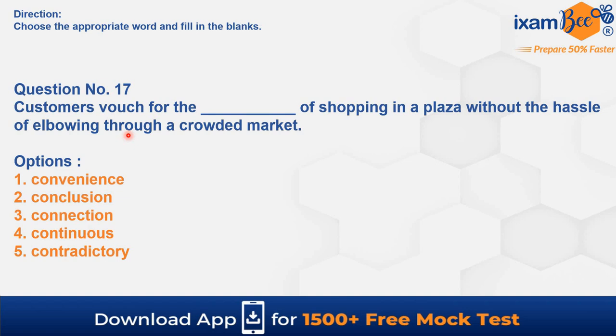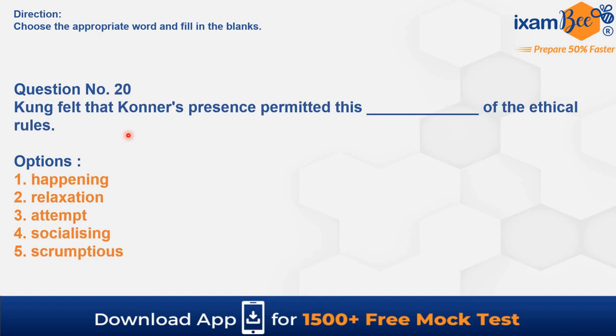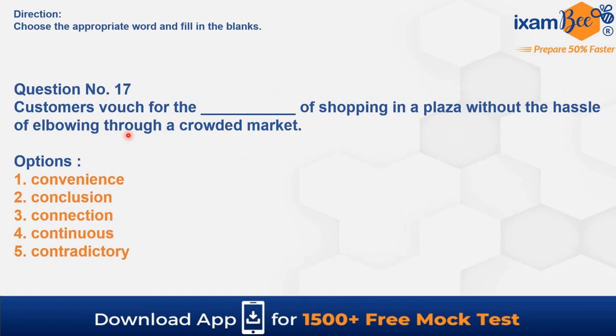Okay, now we come to the fillers based question, right? So how many filler based questions we have? 2, 3, 4. Okay, so you see 4 questions were based on the fillers, right? So let's see. Customers vouch for the what? The dash of shopping in a plaza without the hassle of elbowing through a crowded market. That means they are certainly finding some comfort. They want to find comfort and ease. So look, convince. You don't want to just go through a crowded market, elbowing, getting touched by others and trying to find your way. So convince will be your correct option here.